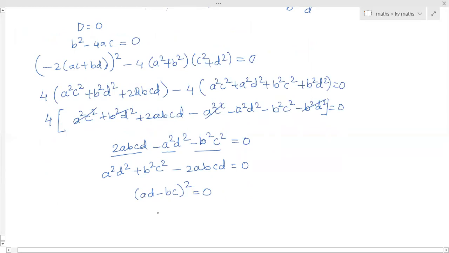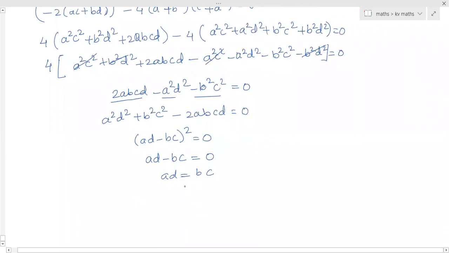So therefore, taking the square root, AD minus BC is equal to 0. So therefore AD is equal to BC. Now take D from the RHS to the LHS and B to the RHS: A by B is equal to C by D. Proved. Clear? Yes, ma'am. This question is important. It is asked for 3 or 4 marks.